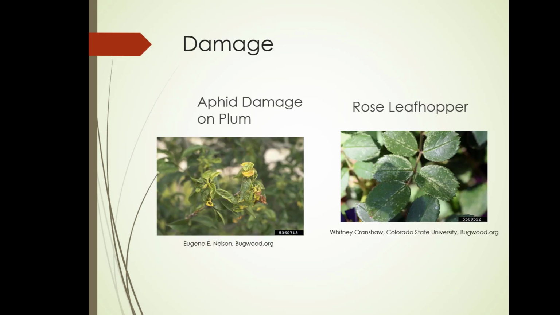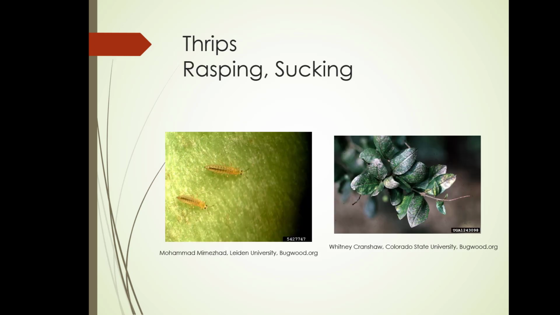On the left here, we've got aphid damage on a plum, and on the right, you have leafhopper damage on roses. Thrips have rasping, sucking mouth parts, and don't let this fool you. These insects are incredibly tiny. It's really hard to see them with the naked eye. But on the right, this is the sort of damage they do. They pierce the foliage and then they rasp it off, so it gets a silvery appearance to it.